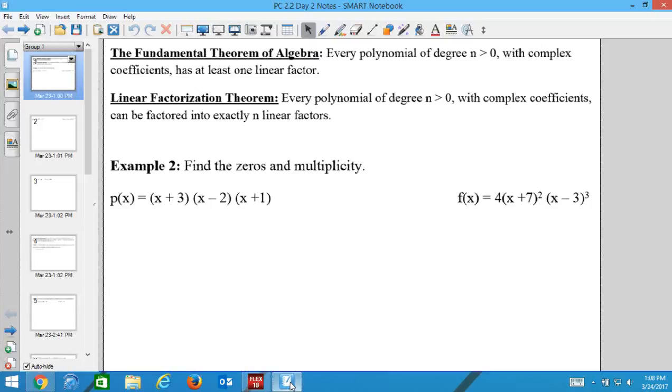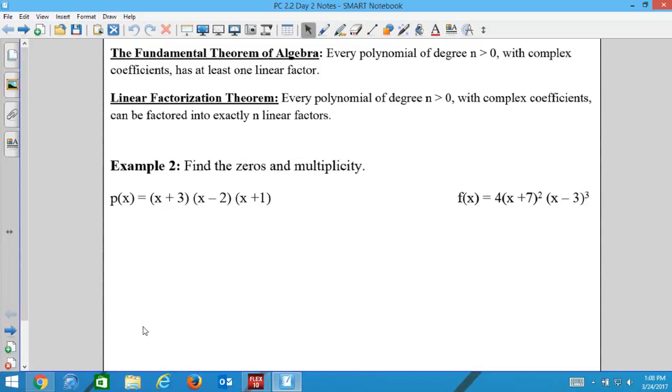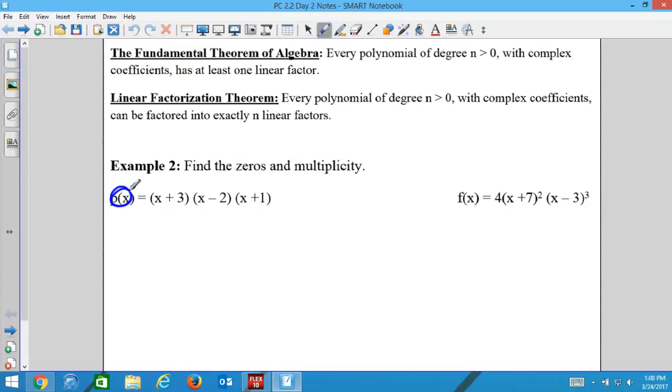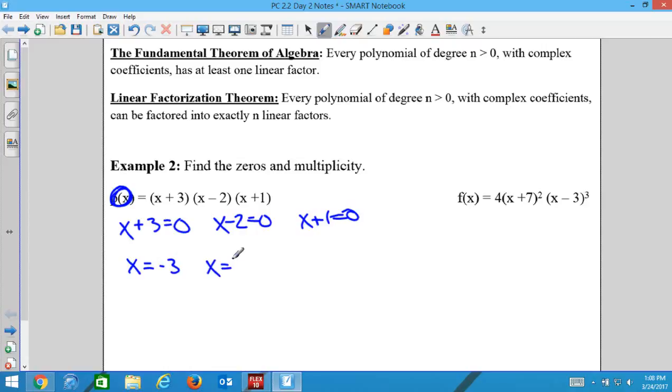So we will start by finding the zeros and something called multiplicity. So the zeros are what? The x-intercepts. The zeros are when the function, f of x equals 0, or this one's p of x. We're going to make 0 here, and we're going to solve. So we're going to say each factor, x plus 3, x minus 2, and x plus 1 equals 0. We're going to solve for each factor. So we get x equals negative 3, x equals positive 2, and x equals negative 1.